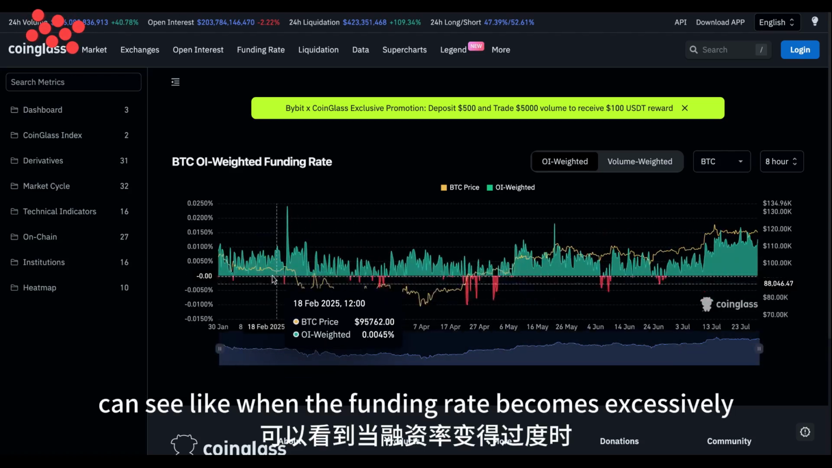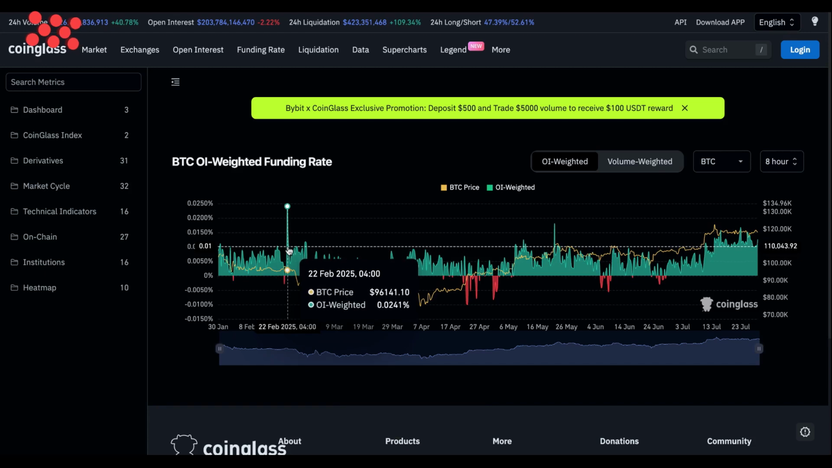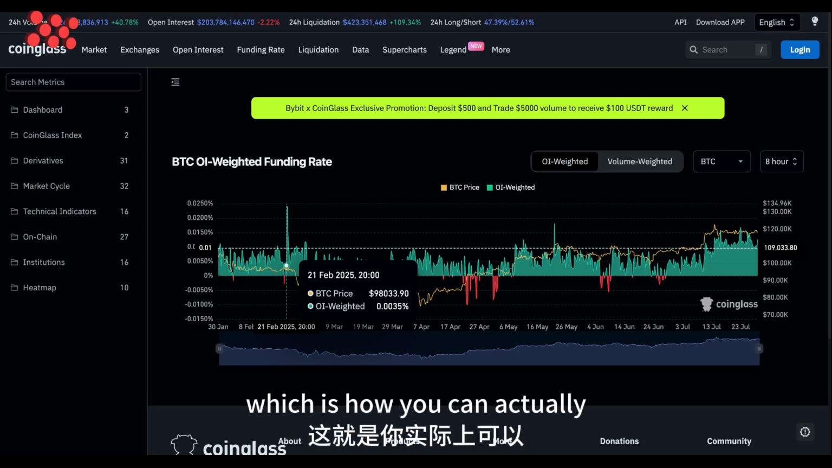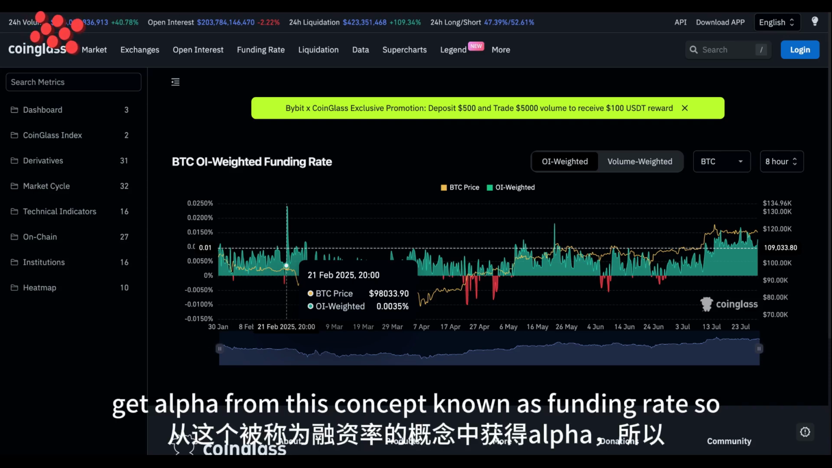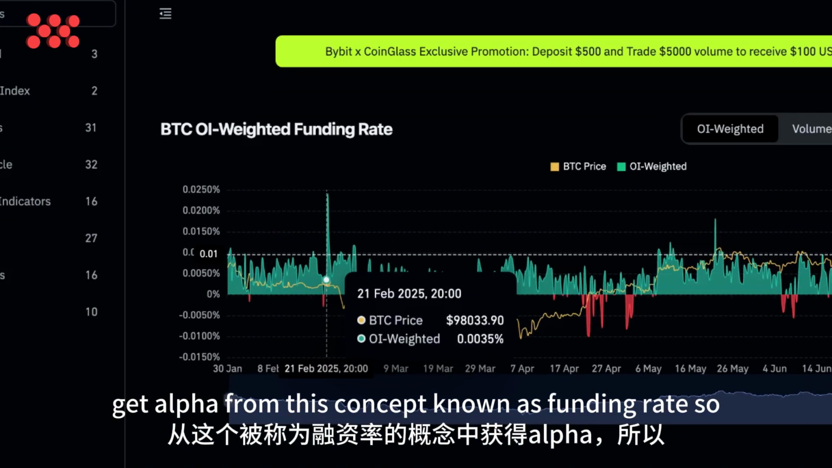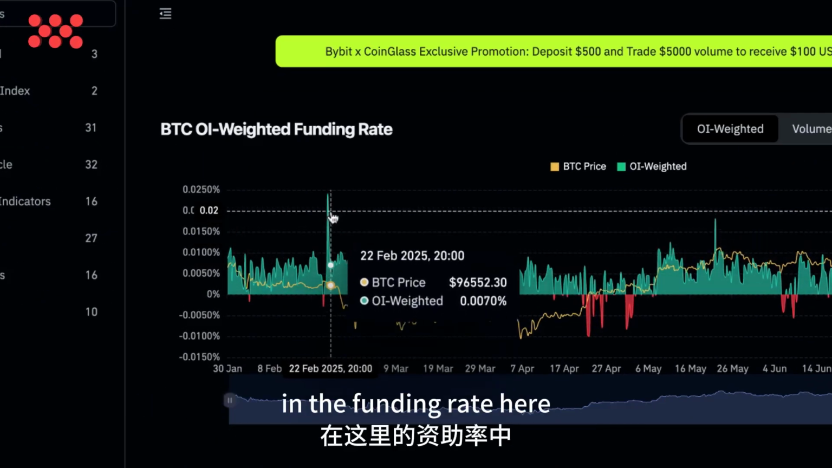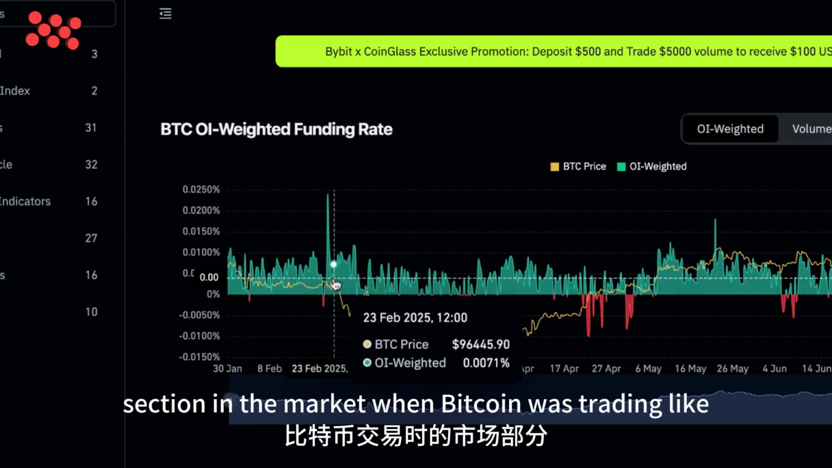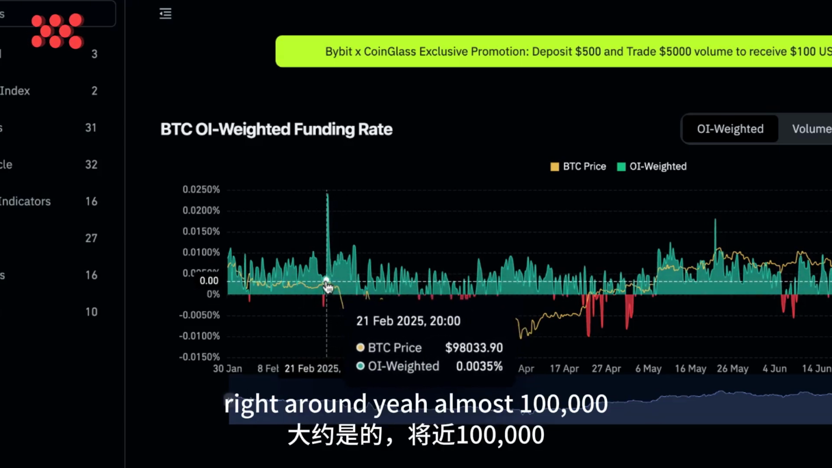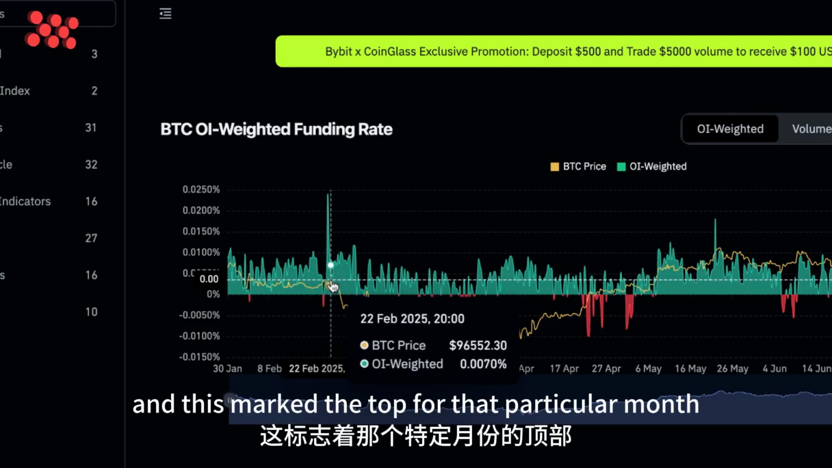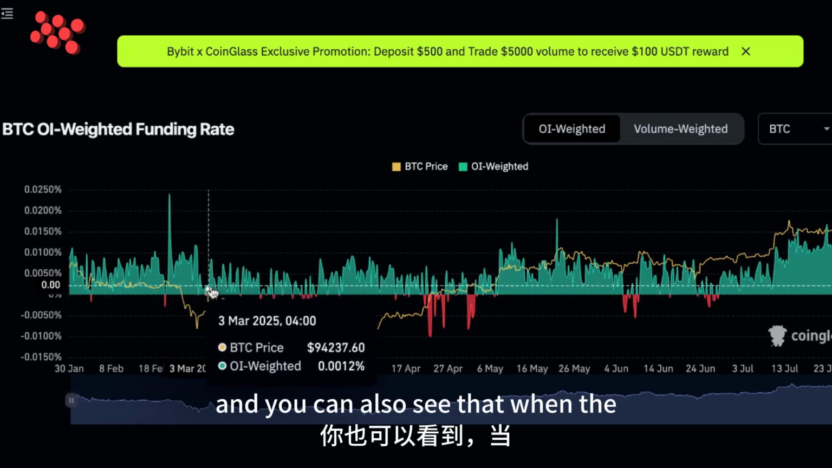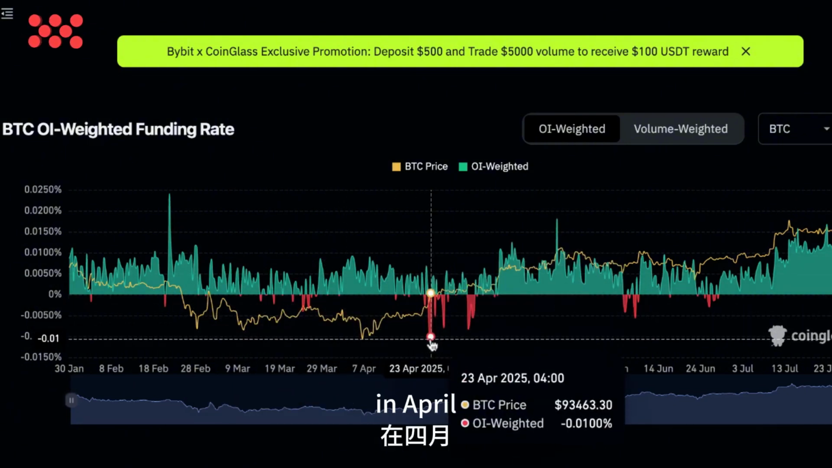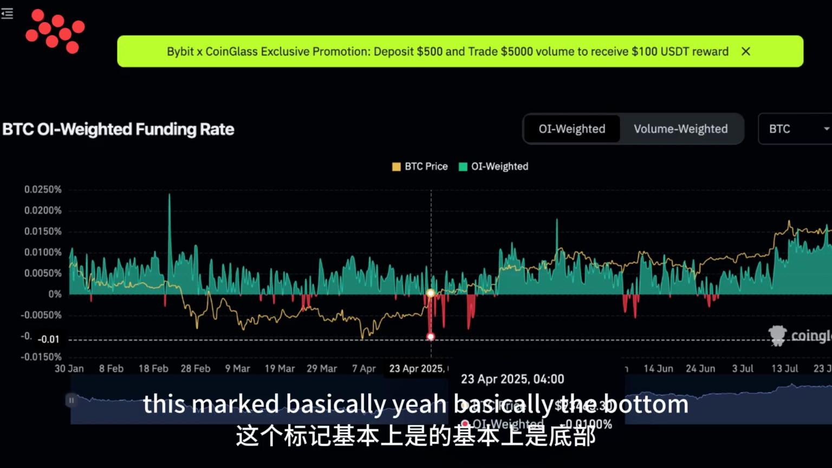You can see when the funding rate becomes excessively positive, this could also be used as a sentiment indicator, right? Which is how you can really get alpha from this concept known as funding rate. You can see when we have this big spike in the funding rate here, this marked the top of this particular section in the market when Bitcoin was trading at almost 100,000, and this marked the top for that particular month. And you can also see that when the funding rate gets very negative, like it did over here in April, this marked basically the bottom.